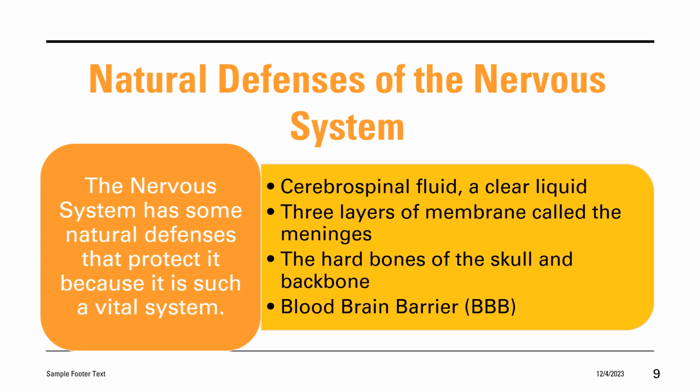So when you talk about the nervous system, it has some natural defenses. These natural defenses are there to protect it because the nervous system is such a vital system. So first we have your cerebrospinal fluid. This is the clear fluid. Then you have 3 layers of membrane called the meninges. The hard bones of the skull and backbone help protect your nervous system as well as the blood-brain barrier.